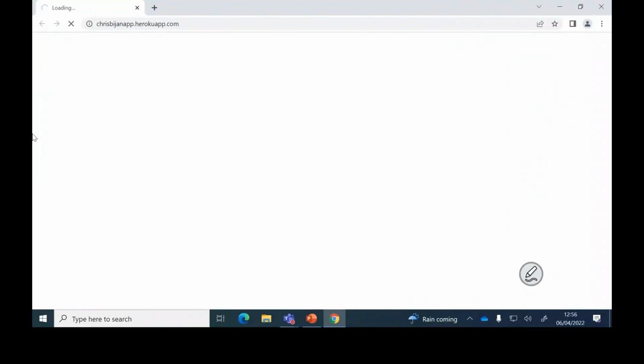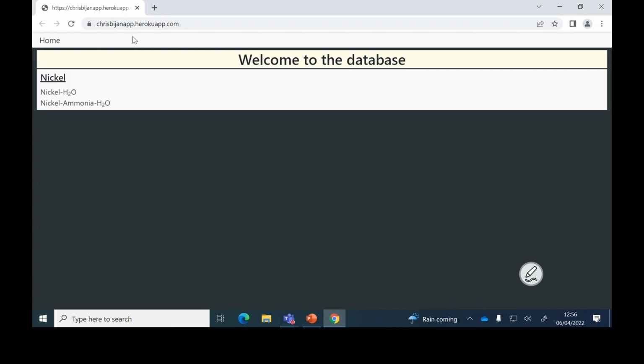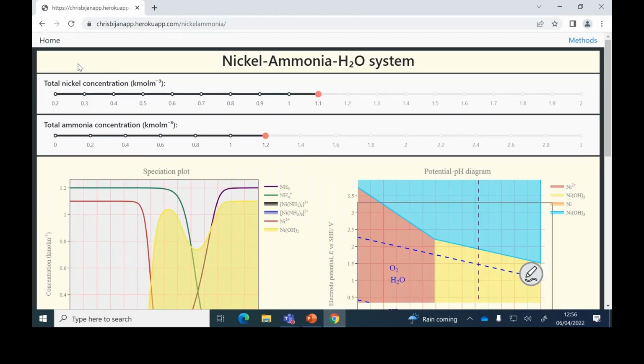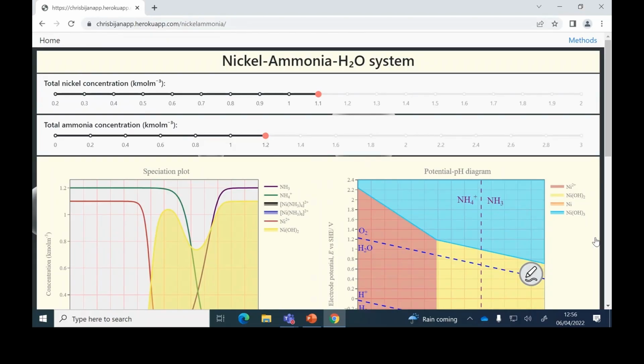Yes, so this is on the topic of complexing agents. I guess the point was that I want to show how the different solution chemistries can affect the potential pH diagrams. And what's loading very slowly is an app that a Europe student did 2 years ago and another student continued since, that allows you to interactively explore the effect of different complexants on potential pH diagrams without going through the time-consuming process of actually drawing them out in Excel. So this is an example of a nickel and ammonia system.